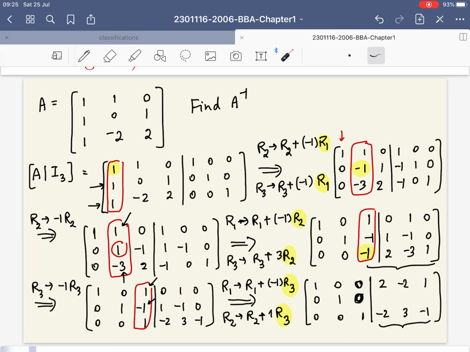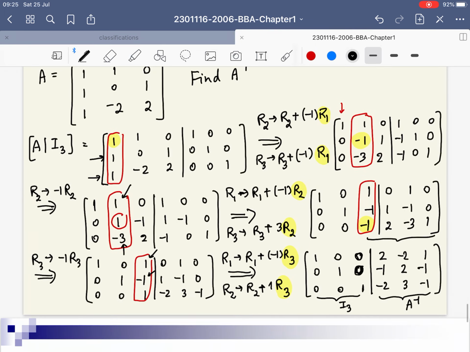And then this one is simply your R2 added to R3, right? So you just add them up. So it is 1 and negative 2, negative 1. Negative 1 and 3, you have 2. And the last one, 0 and negative 1, you got negative 1. So there is your I3. Here is your A inverse.